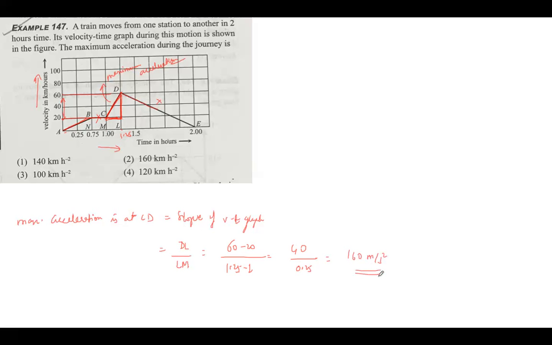Maximum kilometer per hour square. The unit is kilometer in hours, so kilometer per hour square. Is it clear, everyone? Betsy, is it clear?